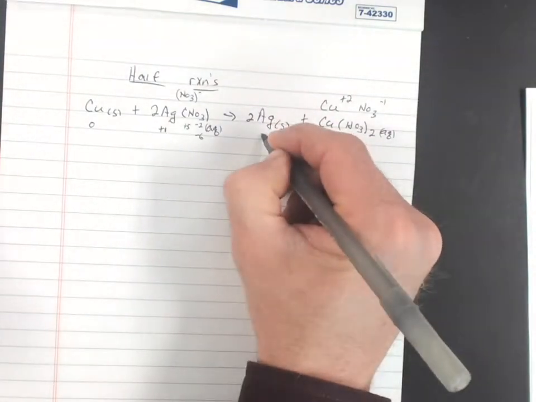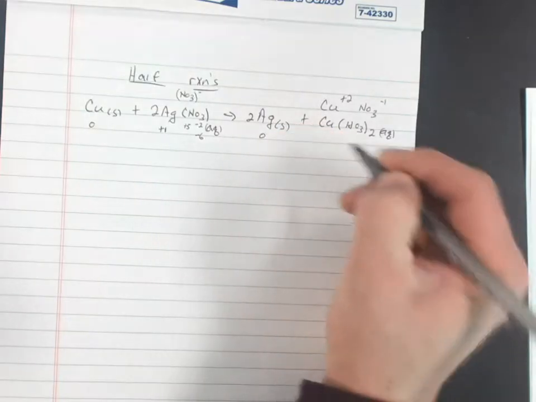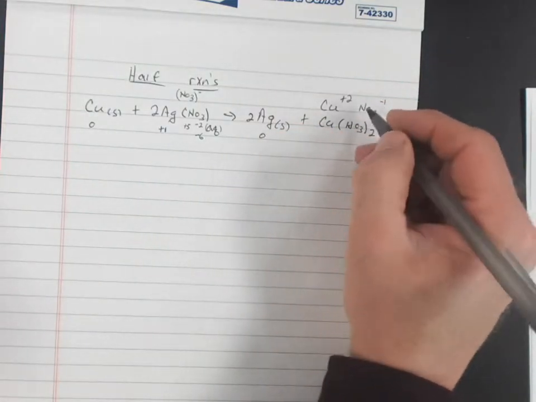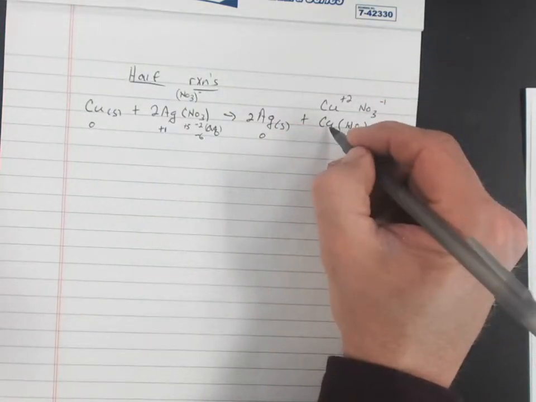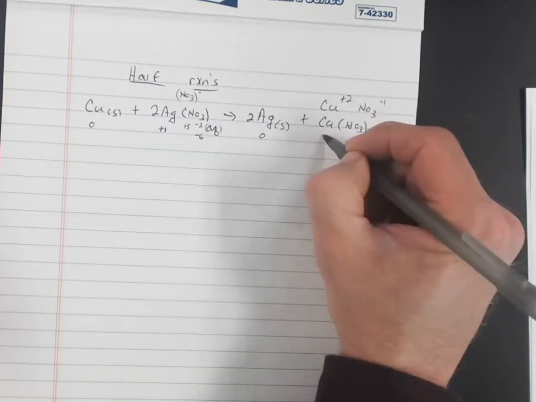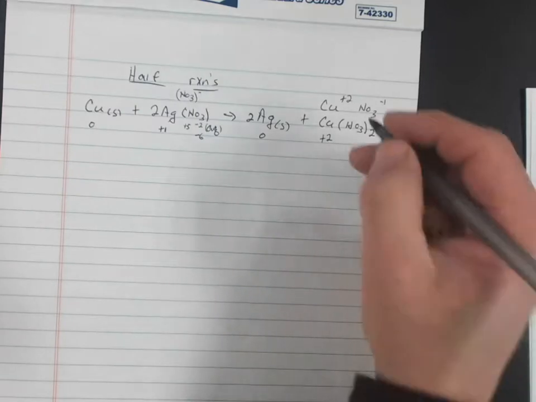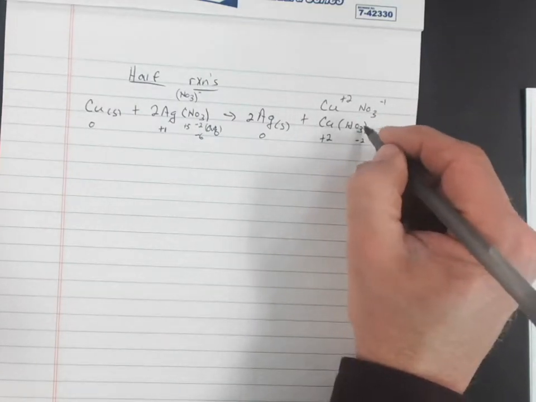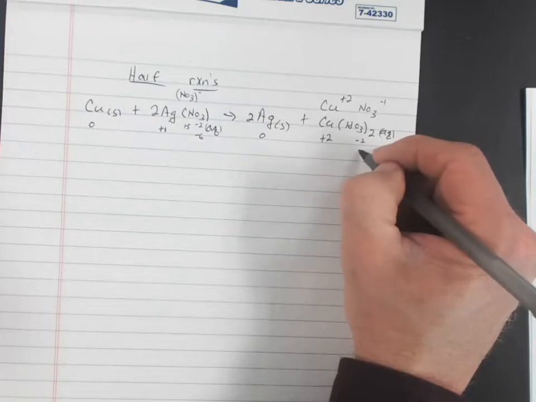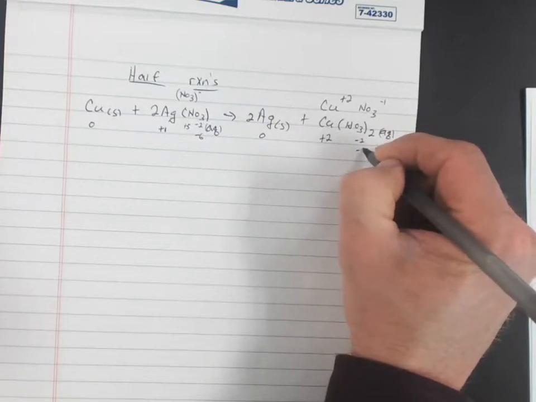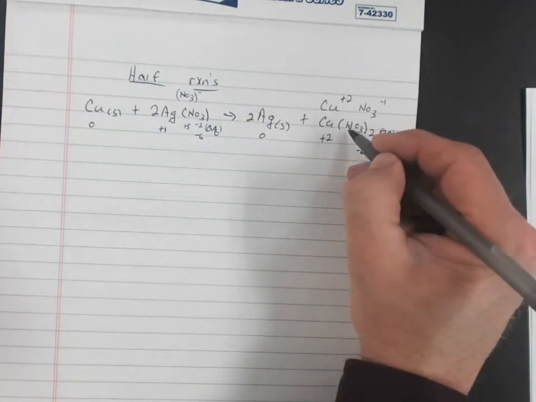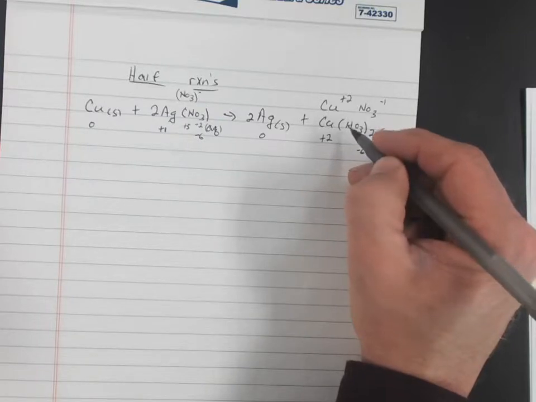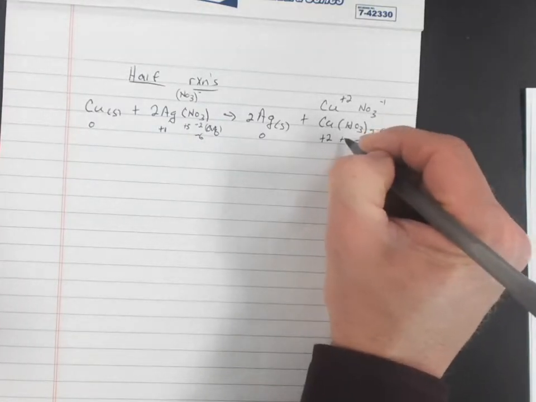Over here, what's our silver? 0. Over to this side, we've got copper, which has a charge of plus 2. Which is the same as its oxidation number. Good job. Oxygen is negative 2. We've got 6 of them, so we're going to deal here with negative 6. And nitrogen must be what again? Plus 5.